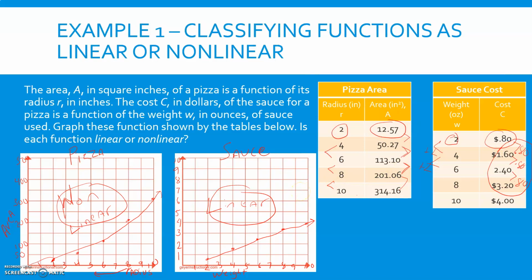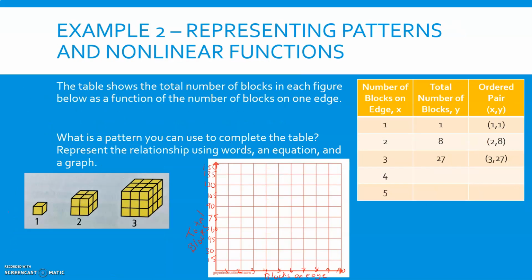So linear versus nonlinear: constant change for linear, not constant change for nonlinear. And then on our graph, it creates a straight line for linear, and does not create a straight line for nonlinear. Again, another example here. We're asked first to fill in the rest of the table by looking for a pattern. And so as we look at our data, what's the pattern that we find?